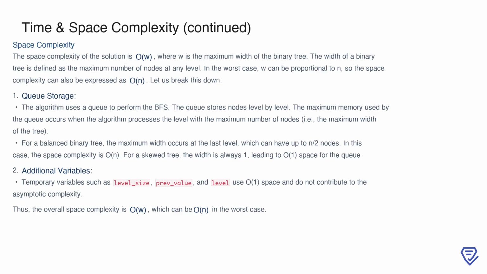Additionally, the algorithm uses a few temporary variables like level_size, prev_value, and level, but these only require O(1) space and don't impact the overall complexity. As such, the total space complexity is O(w), which simplifies to O(n) in the worst case.